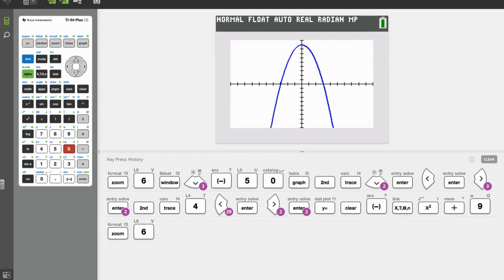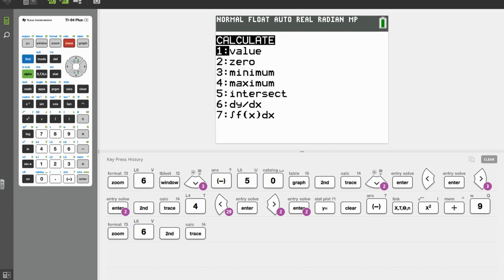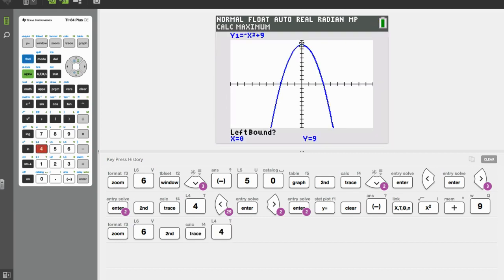Okay, there's our graph. We're going to do second calc, maximum, a little to the left, enter, a little to the right, enter. When it says guess, you literally just hit enter again. Now, we get this value of x of negative 1.463 e to the negative 6. That is scientific notation. That means that you are to move the decimal 6 places to the left. All right, so basically what we got for x is 0, and our value of y is 9.